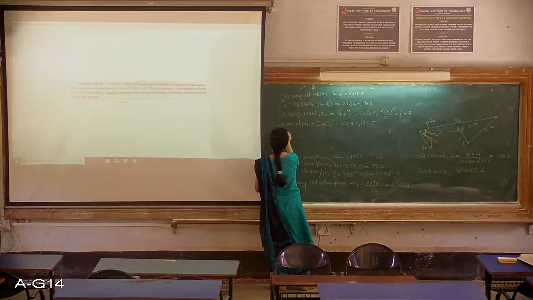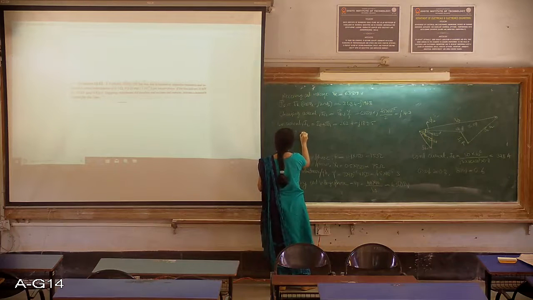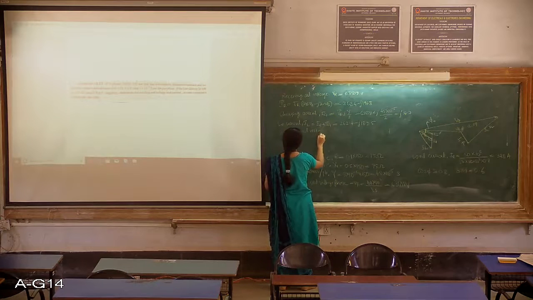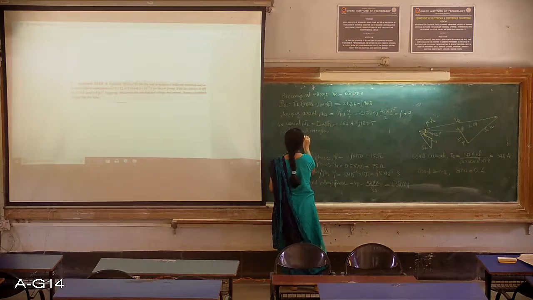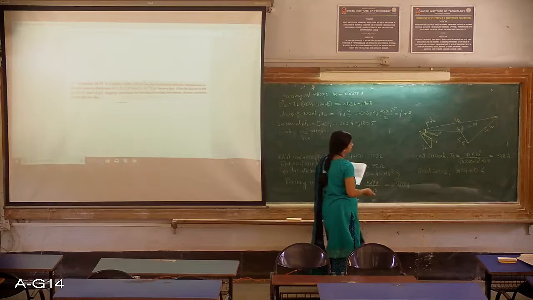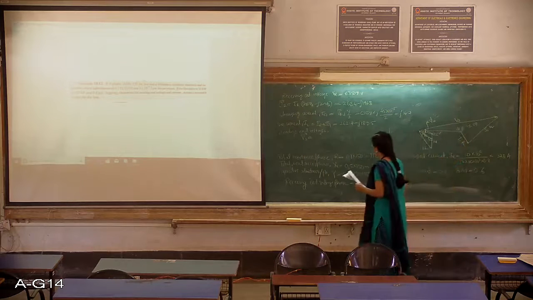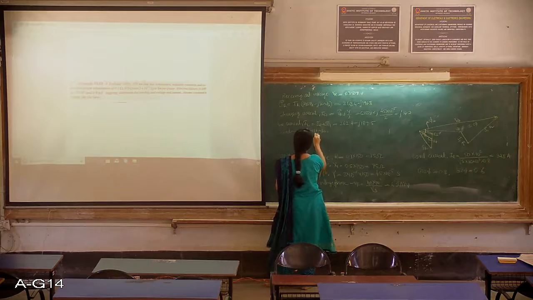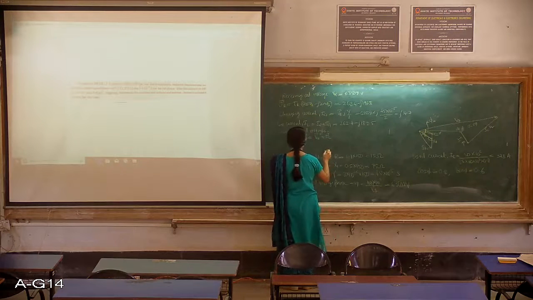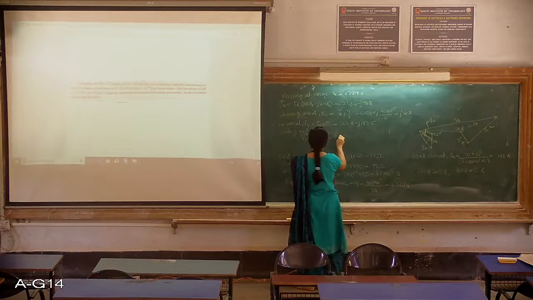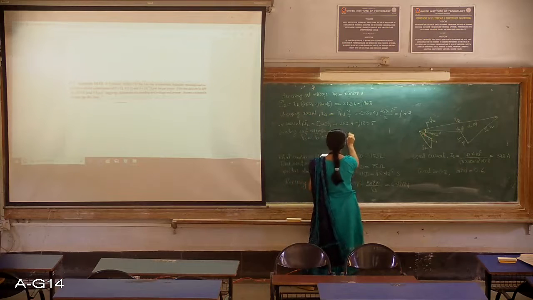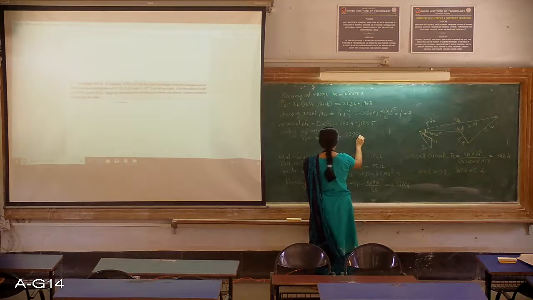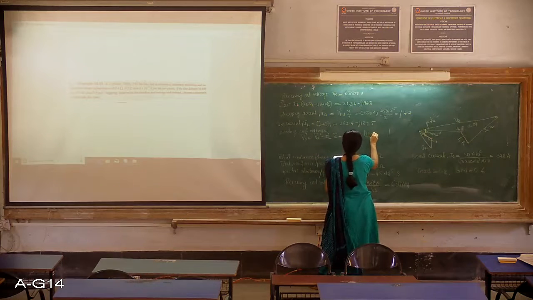Then the sending end voltage Vs. As I told you, Vs is Vr plus IL into Z. So you substitute the values, and the answer that I got here is 82,881 at an angle of 11.47 degrees.